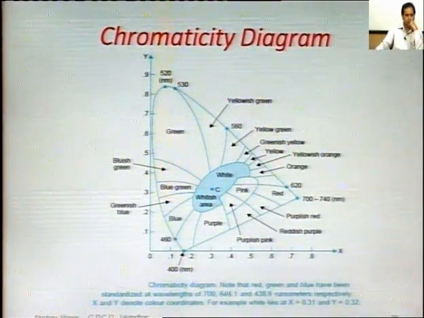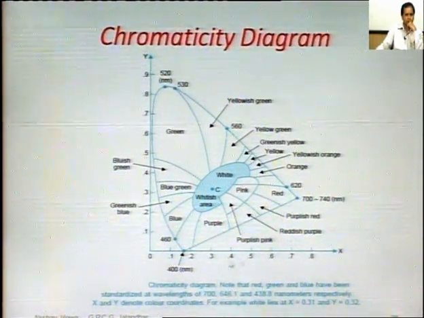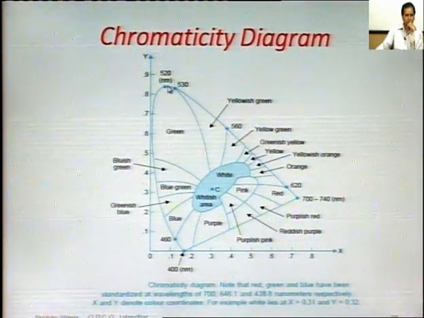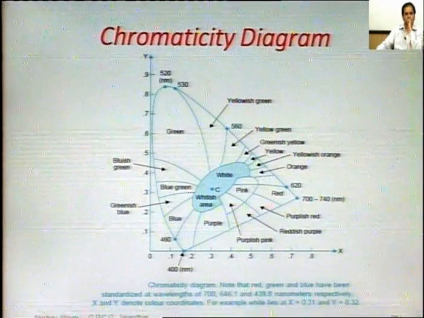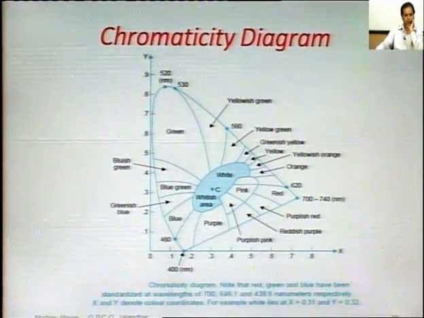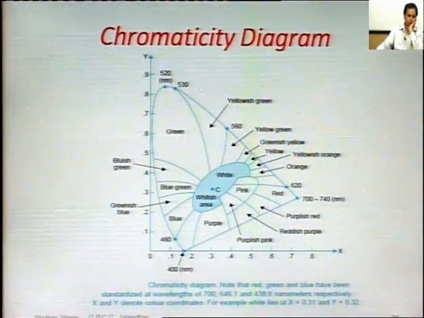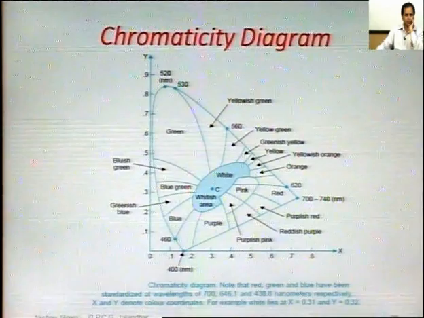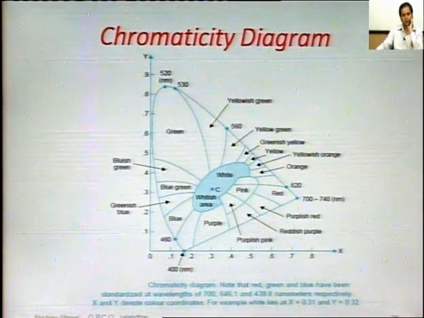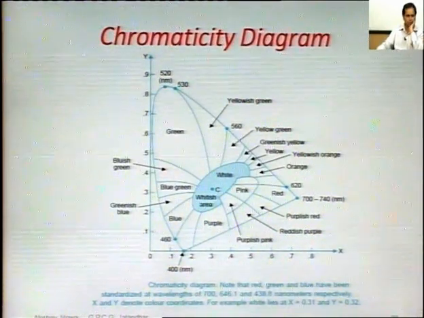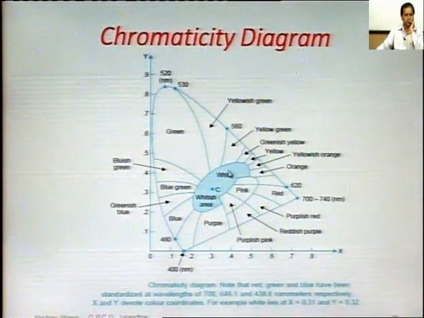Here you can see the various colors placed at different locations. In the chromaticity diagram, note that red, green and blue have been standardized by the wavelengths of 700, 546.1 and 438.8 nanometers respectively. X and Y denote color coordinates. For example, white lies at x equal to 0.31 and y equal to 0.32. So, this is the whitish area, here it is white.